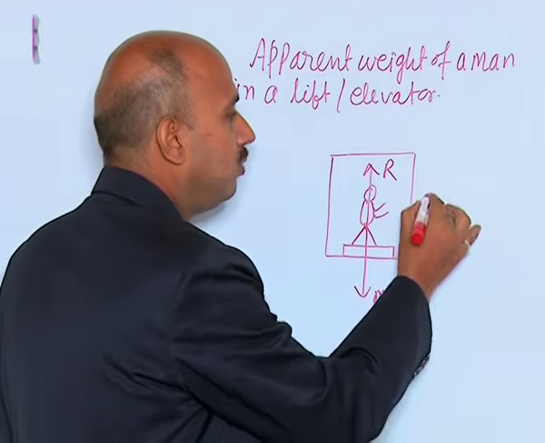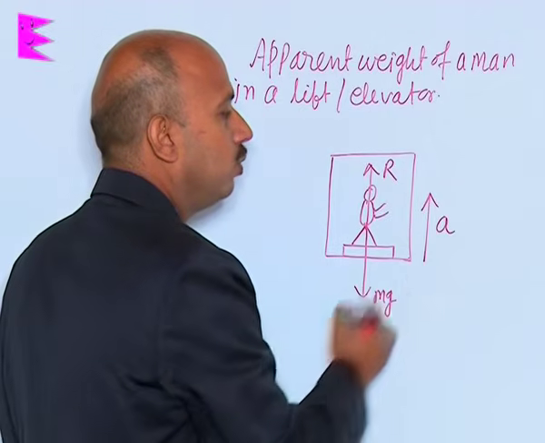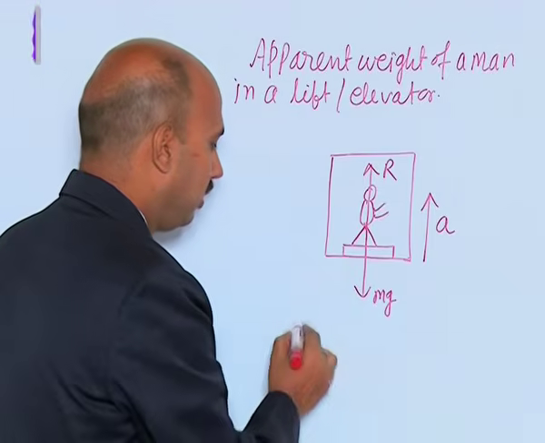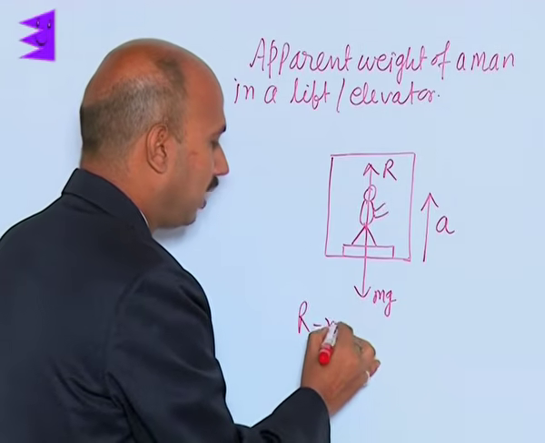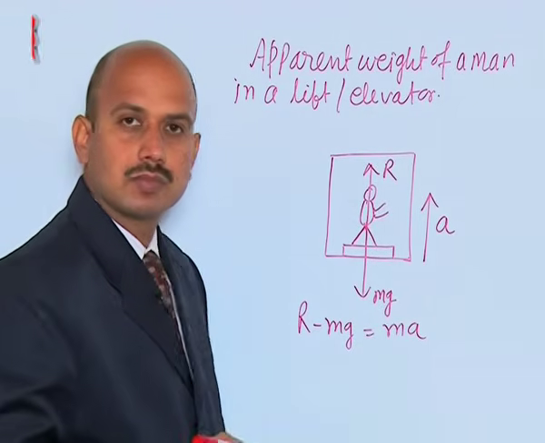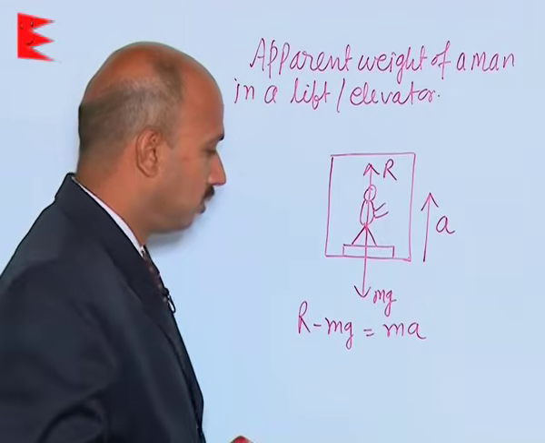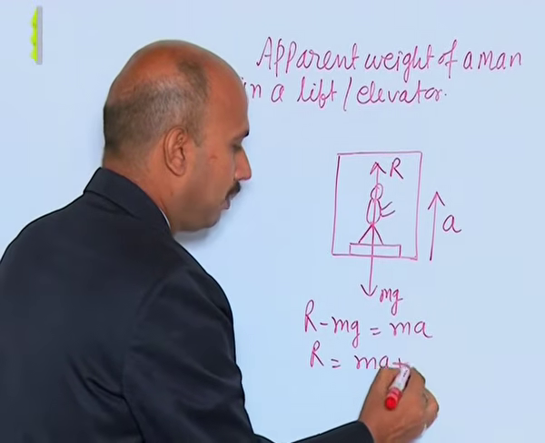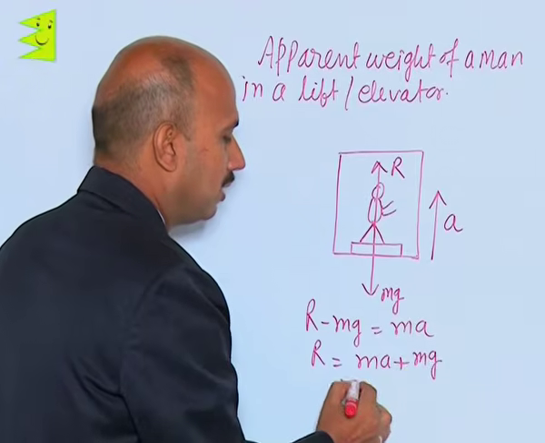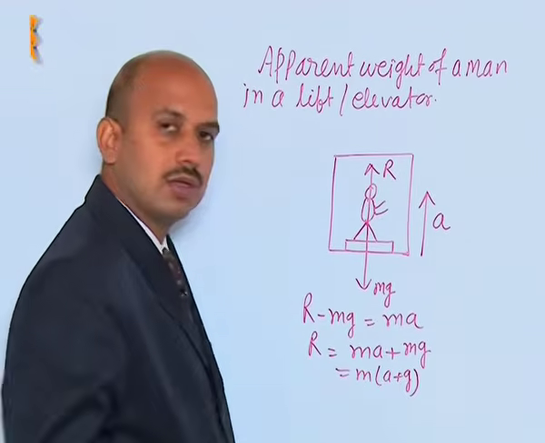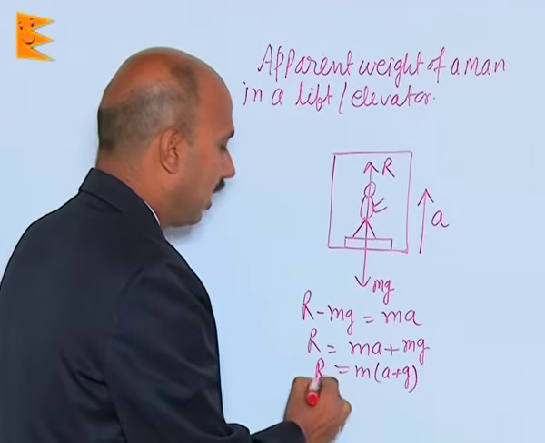Suppose the lift is going upward with uniform acceleration a. So, we can write R minus mg is equal to m into a, the net force. So, we can write R is equal to ma plus mg, and this is m into (a plus g). This R is the reaction now.